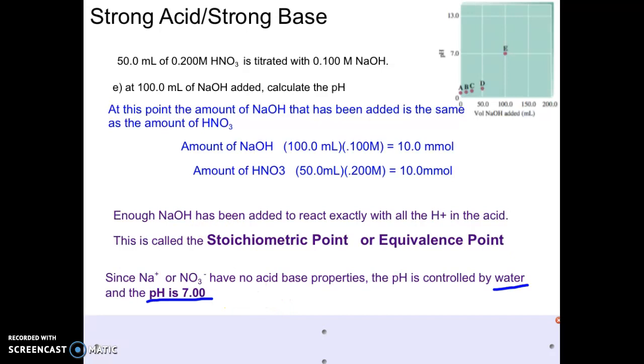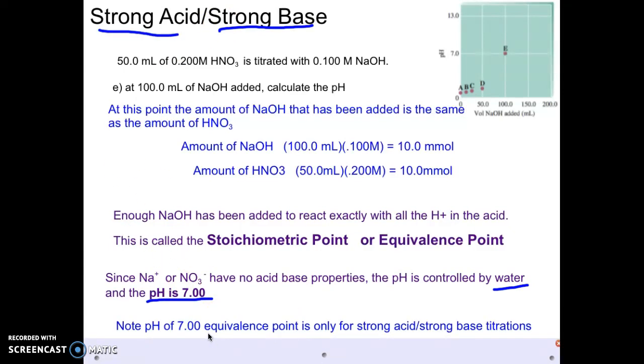This is only true for strong acids and strong bases, that at the equivalence point you'll be at a pH of 7. As you'll see in videos later on when we talk about other types of curves, that's not always the case, that the pH at the equivalence point is 7. It's only true when you're titrating a strong acid and a strong base.